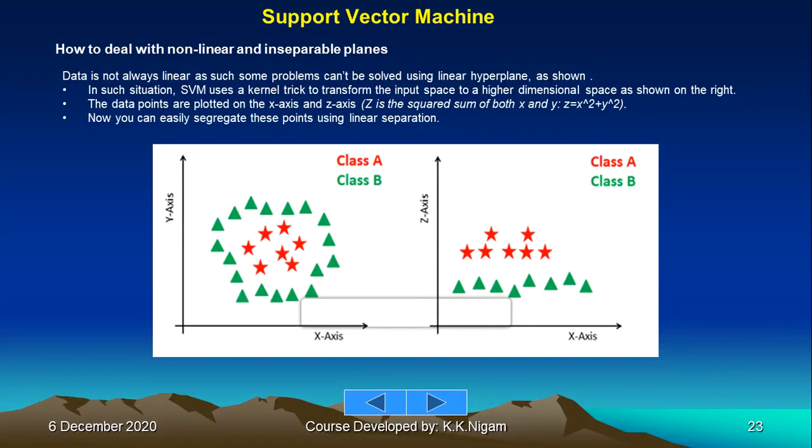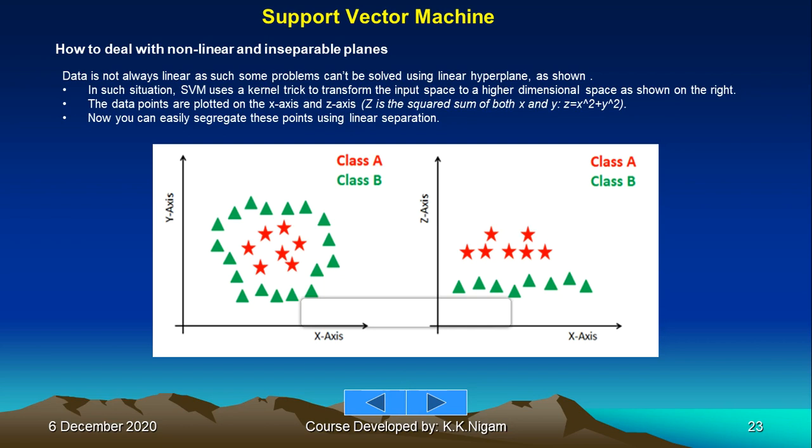Now, how to deal with nonlinear and inseparable planes? That is, data is not always linear, as we know. As such, some problems can't be solved using a linear hyperplane as shown. In such a situation, SVM uses a kernel trick, the kernel trick which we discussed in the beginning. That trick is used here to transform the input space to a higher dimensional space as shown on the right side. Now the data points are plotted on the x-axis and z-axis.